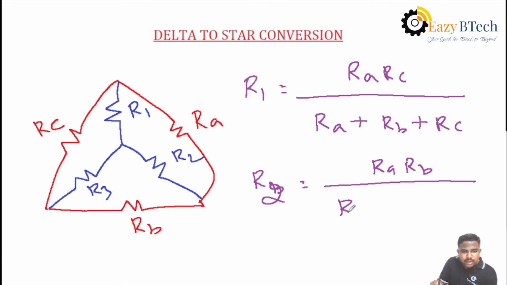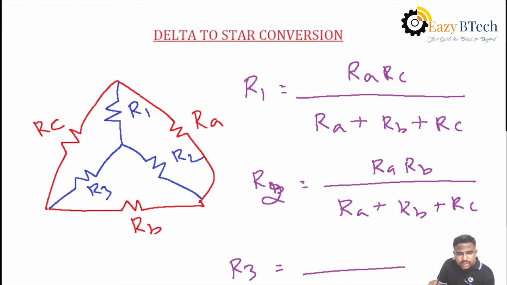Then the denominator value is the same. That is the addition of three elements: RA plus RB plus RC. Why? Because it is a delta connection. In delta, the current will be the same, like a series connection. That's why, in a series connection, the total value is the addition of all elements, and in the denominator you can mention the addition of three elements.